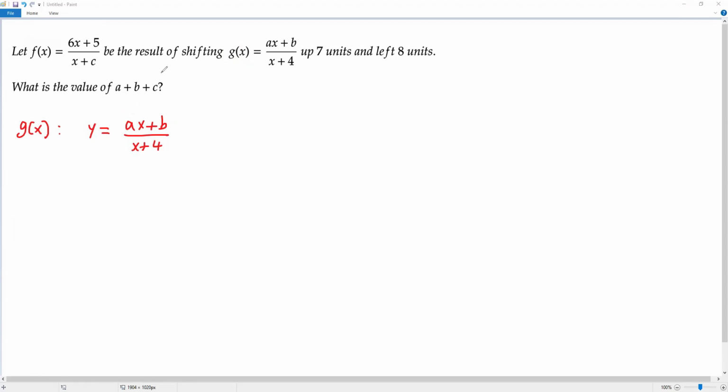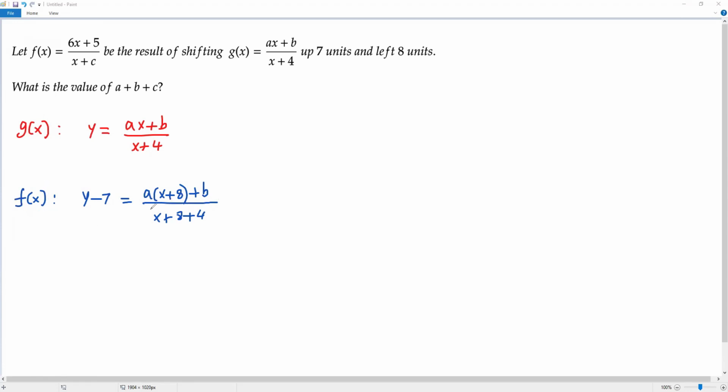Now let's get the function f(x) using this information. That is, f(x) is a result of shifting g(x) up 7 units and left 8 units. Since we shift the graph up 7 units, we have to replace y by y - 7, and left 8 units, we have to replace x by x + 8. That is y - 7 = (a(x + 8) + b)/((x + 8) + 4). So using this information, I got the function f(x).